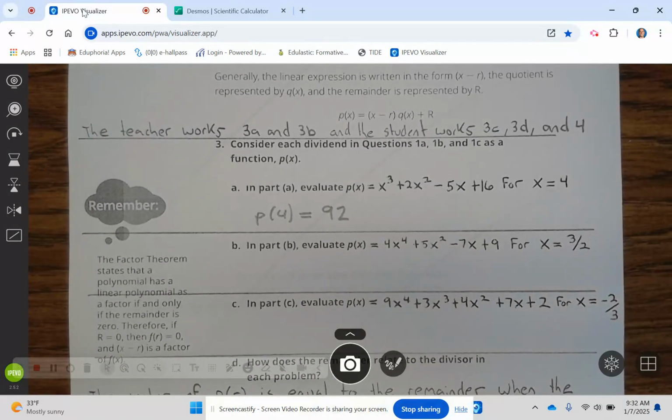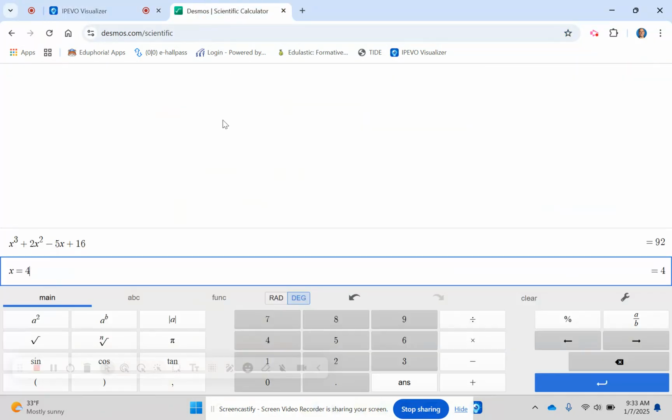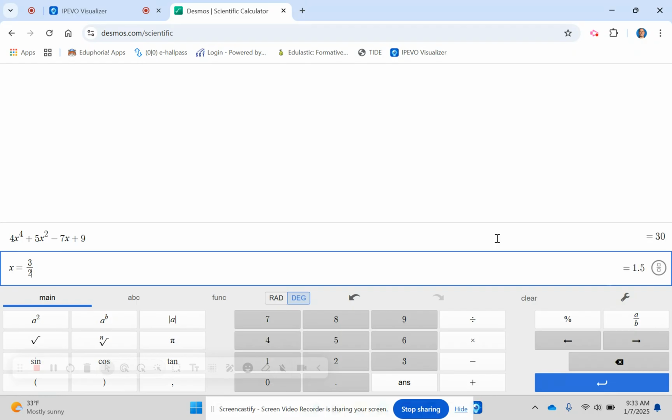Part B, evaluate p of x equals 4x to the fourth plus 5x squared minus 7x plus 9 for x equals 3 divided by 2. So I'm going to come over here. I'm going to delete my work from the previous problem. I'm going to type in 4x to the fourth plus 5x squared minus 7x plus 9. And then I'm going to type in x equals 3 divided by 2. And I get 30. So P of 3 divided by 2 equals 30.